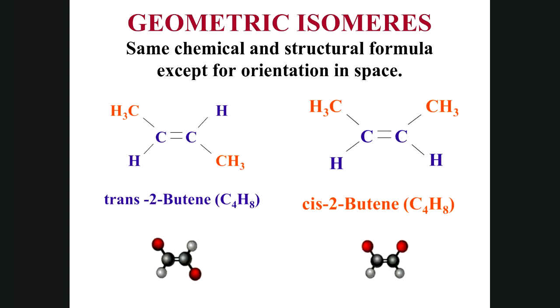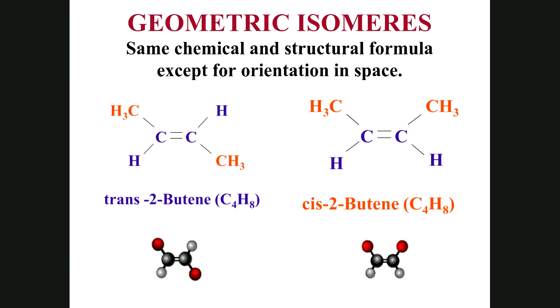We have geometric isomers. Now geometric, remember, it's geometry, it's arrangement in space. Same chemical and structural formula except for orientation in space. When you look at the formulas, they're both C4H8. But one's called trans 2-butene and the other one's called cis 2-butene. Trans means across, and if you look at this one on the left, this is forming like a chair. The carbons that are double bonded in the middle don't spin, so they're locked in position. There's a methyl on the left, and a methyl on the right. There's a hydrogen on the left, a hydrogen on the right, but they're oriented across from each other.